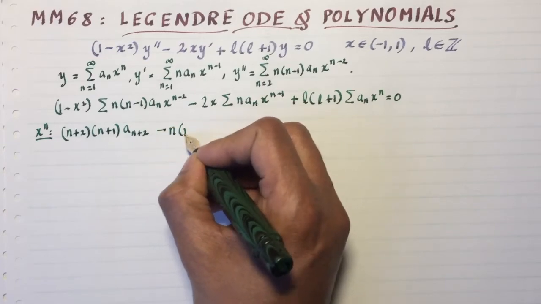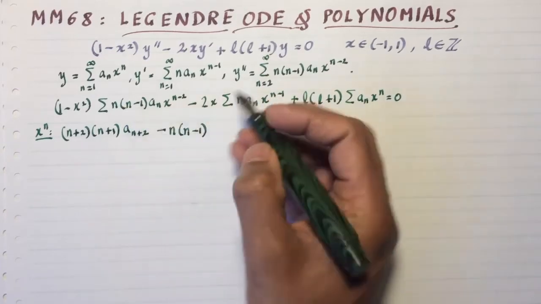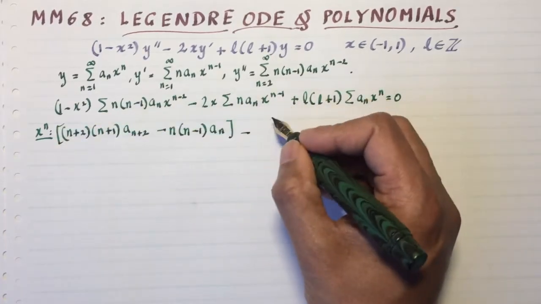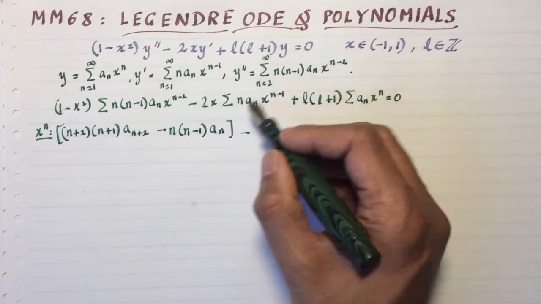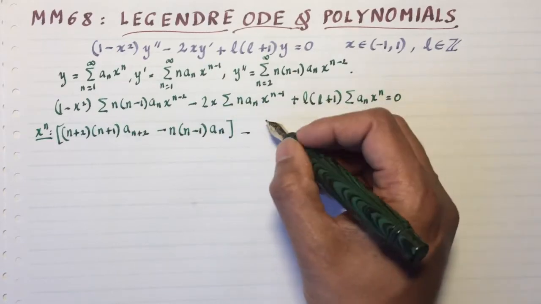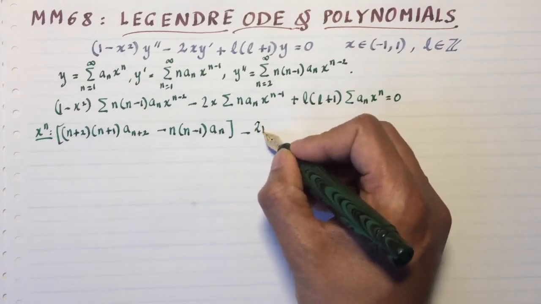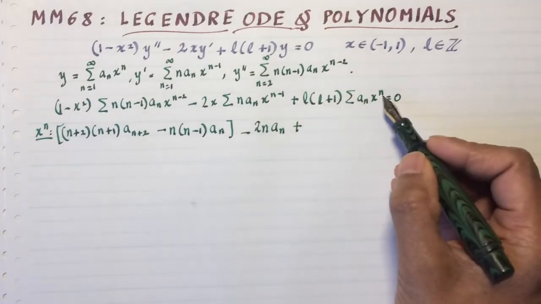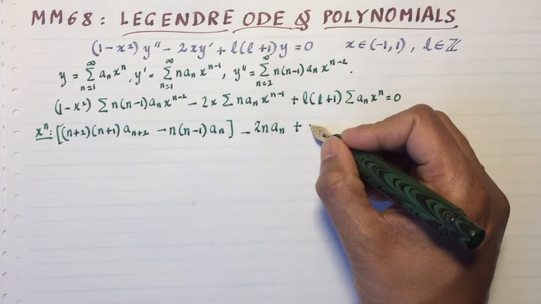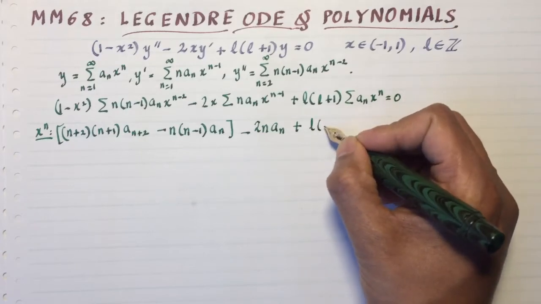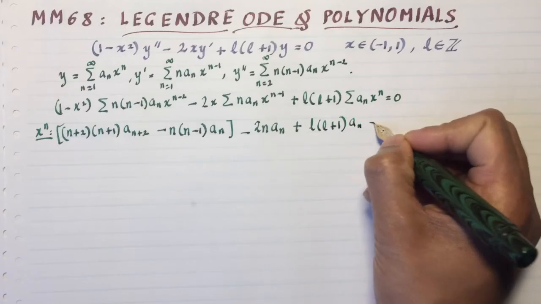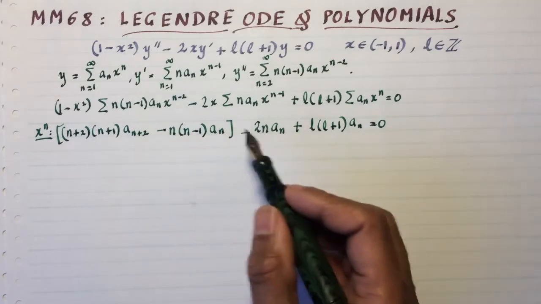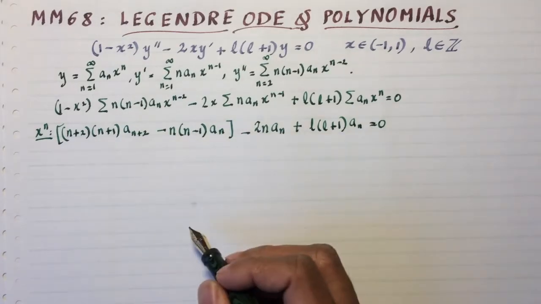So I get n times n minus 1. Not advancing the index means just copy it down as is, a_n. So that's all the first term. The second term, I don't advance again, because x times x to the n minus 1 is x to the n. So I just copy down the index as is. So I get minus 2n a_n. And the last term, exactly the same way. X to the n is the bare coefficient here, so I get plus l times l plus 1 a_n equal to 0. So that gives us all the recursion we want, because a_(n+2) comes in terms of previous coefficients, namely a_n.